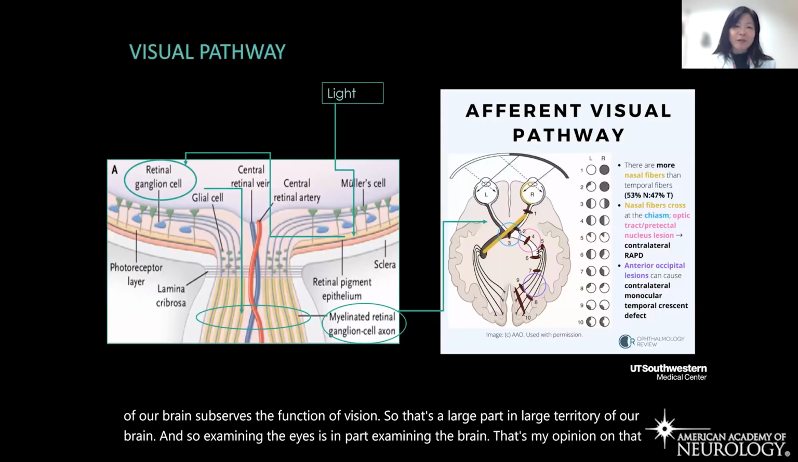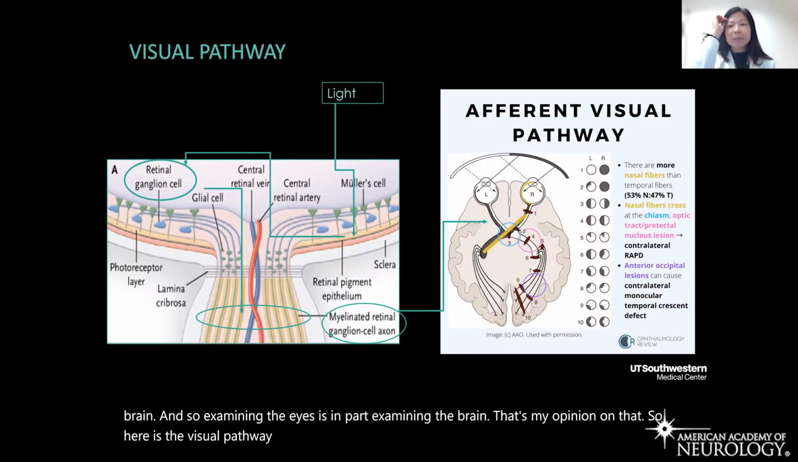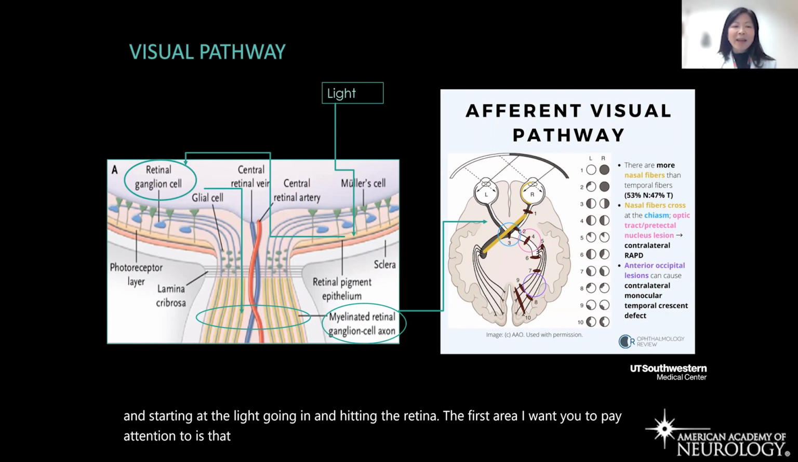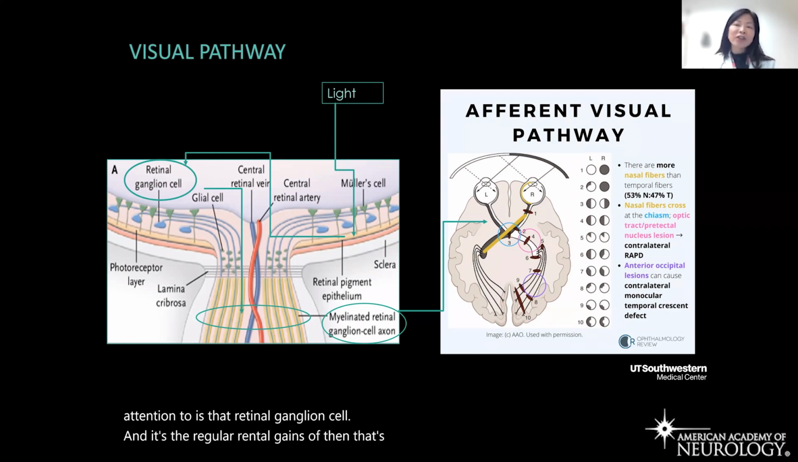So here is the visual pathway. This is a simplified version of what I want you to pay attention to. Starting at the light going in and hitting the retina, the first area I want you to pay attention to is that retinal ganglion cell. And it's the retinal ganglion cell that sends the axons to join in to form the optic nerve.